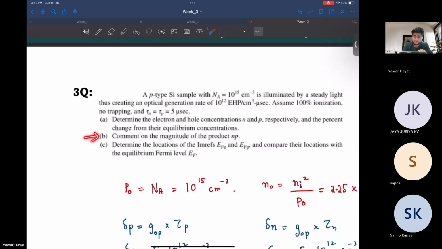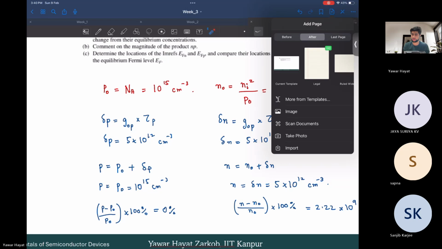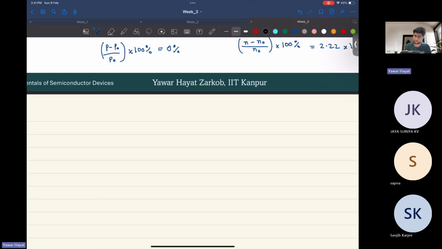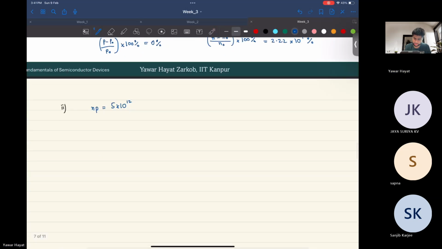What about part two now? Comment on the magnitude of this product NP. What is NP equal to? Your NP would be equal to 5 into 10 to the power 12 multiplied by this, times 10 to the power 15. If you do that, the numerical value is 5 times 10 to the power 27, right? And this would be centimeter to the power minus 6, because both have per centimeter cube. They'll be multiplied and we'll get per centimeter to the power 6, right?